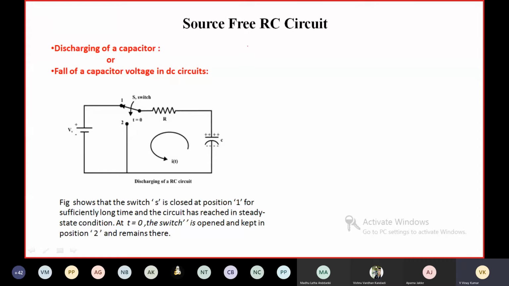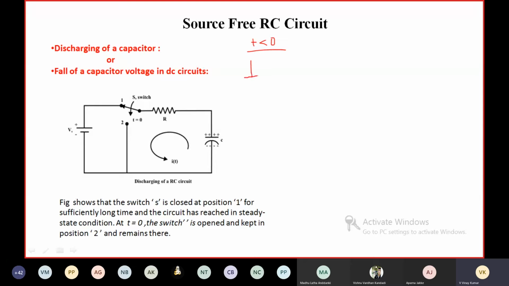Initially, for t less than 0, the circuit would be like this. In this circuit, the switch is in position 1 for a long time. At t equal to 0, it is moved to position 2. So for t less than 0, this is in position 1, right?